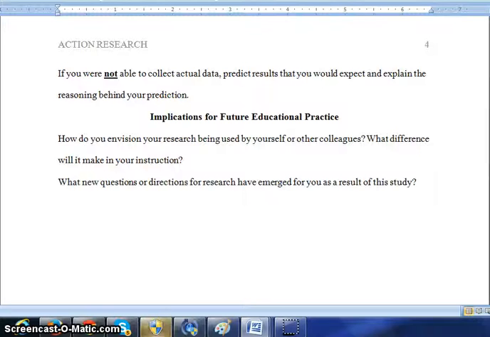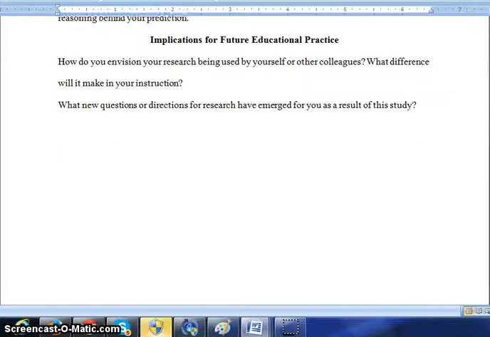Then implications for future educational practice. How do you envision your research being used by yourself or other colleagues? What difference will it make in your instruction? And I would say that this is the one area that I do not mind if you use first person, because this is the way that you can explain how you will use it or how colleagues will use it. What new questions may have arisen or emerged from the results of this study?